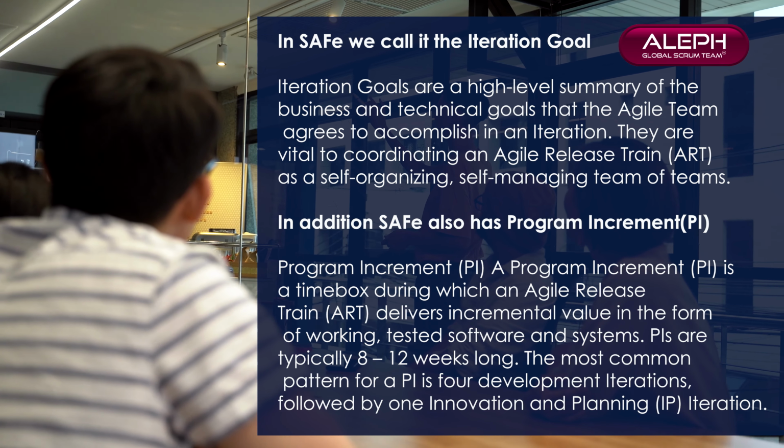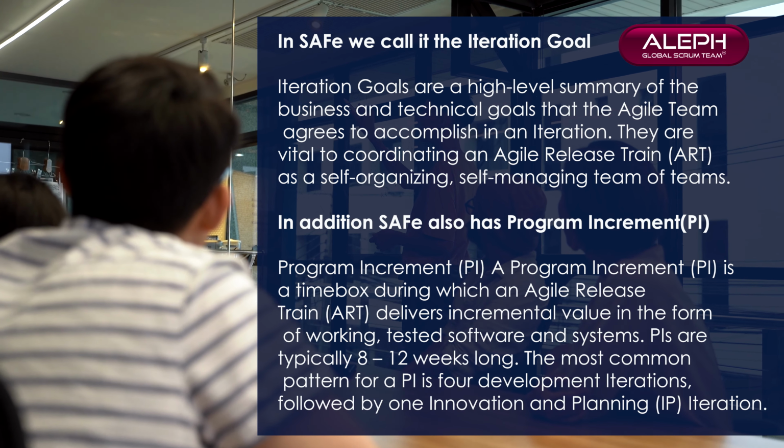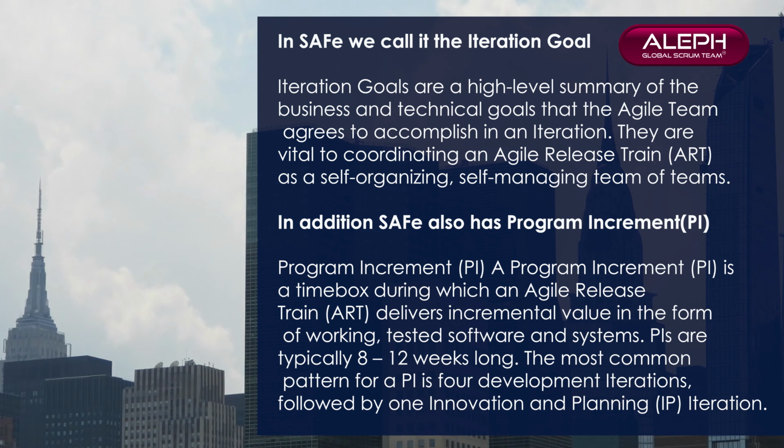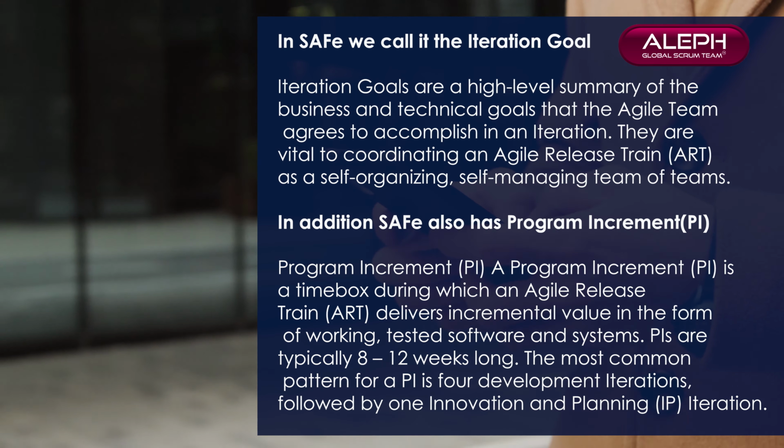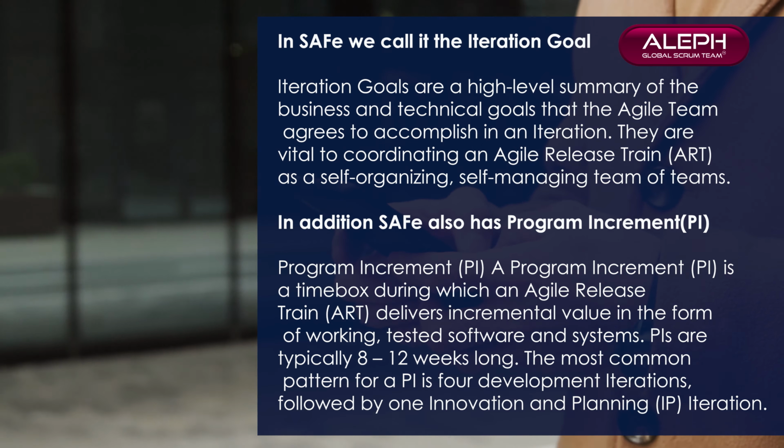SAFe also has a program increment. This is a time box during which an Agile release train delivers incremental value in the form of working, tested software and systems. These are typically 8 to 12 weeks long. The most common pattern for a PI is 4 development iterations, followed by 1 innovation and planning iteration.